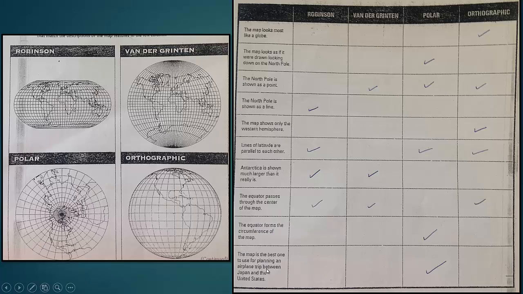Which map is the best one for planning an aeroplane trip between Japan and the United States? The reason that the answer is polar is because we want to travel across these lines, and here we can accurately measure distance. Here we can't accurately measure distance, but here we can. And that's it. I'm going to quickly go over the ministry sheet next.